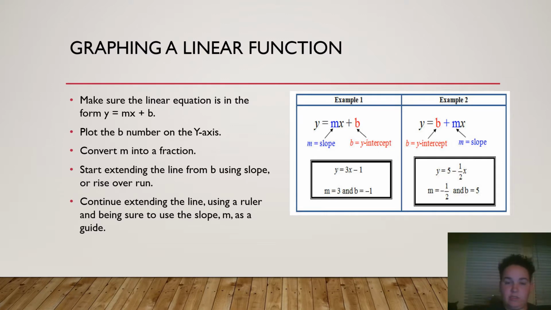To the right, it just gives a couple examples of what your slope would be and what your y value would be. So y equals 3x minus 1. Your m would be 3, and then your b would be negative 1. And then y equals 5 minus 1/2 x. Obviously, m would be negative 1/2, and then b would be 5.